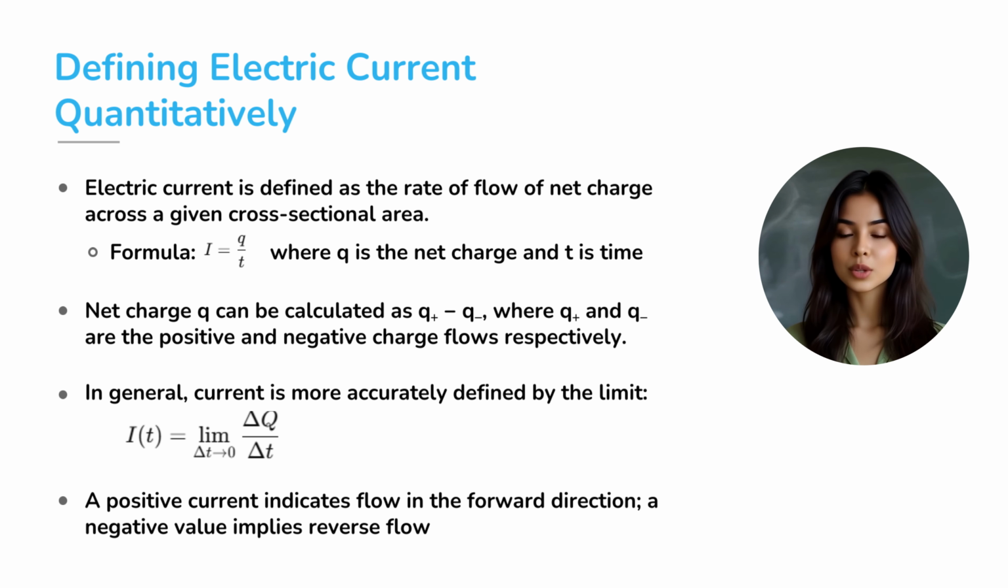That's the basic formula. But real currents aren't always steady. To define instantaneous current, we use a limit. The current at a specific instant is I of t equals limit as delta t tends to 0 of delta Q over delta t. This gives us the exact value of current at any moment. And remember, if current turns out negative, it simply means the direction is reversed.